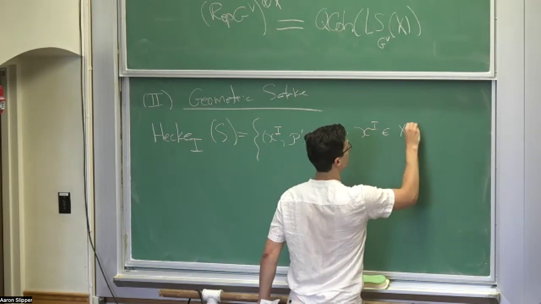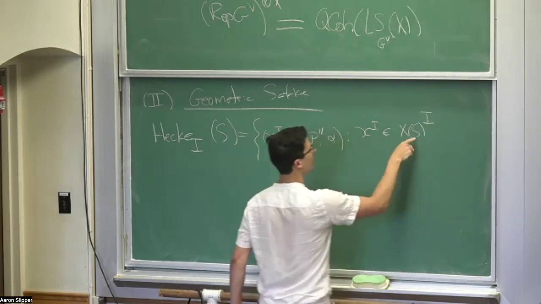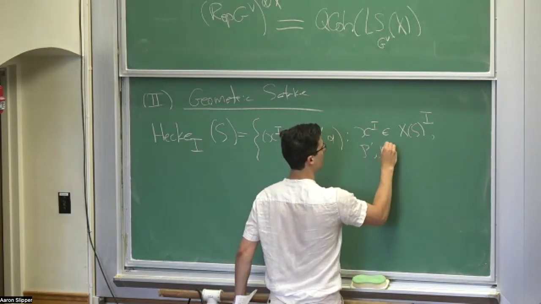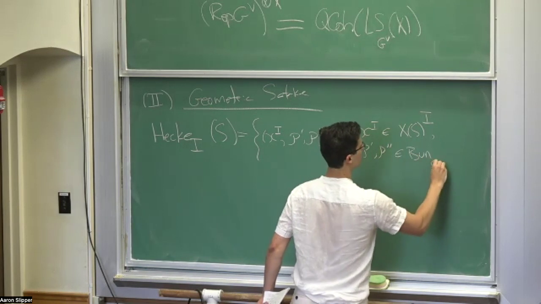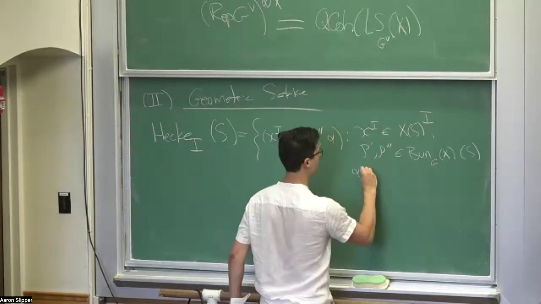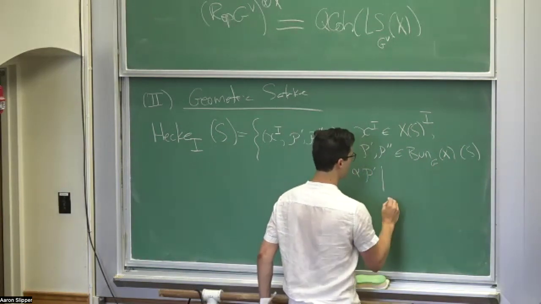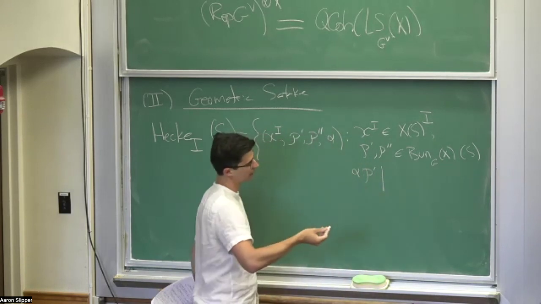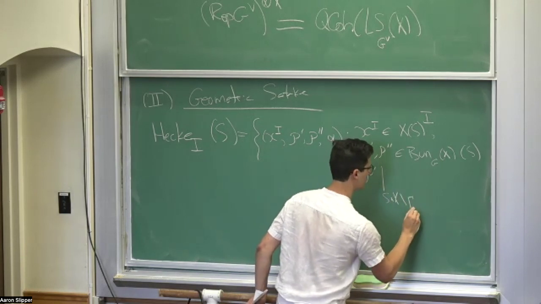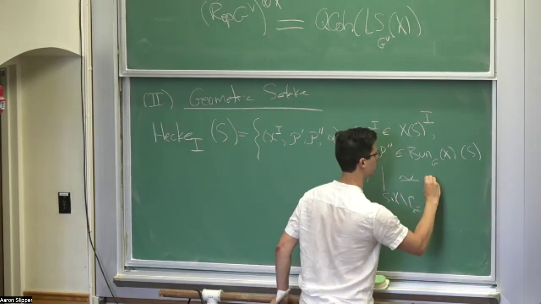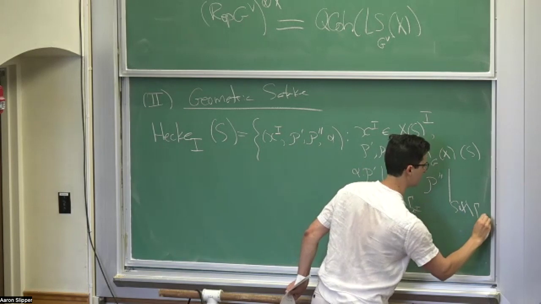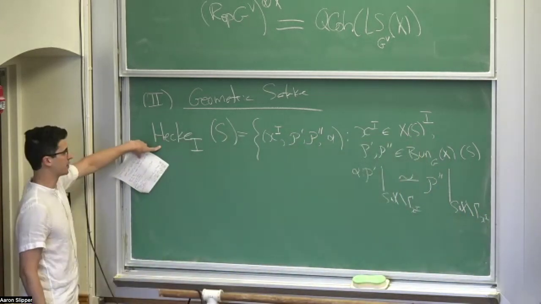So this is S points of X to the I, P prime and P double prime G bundles on X times S, and alpha is an isomorphism away from the graph. So this is the global Hecke stack.